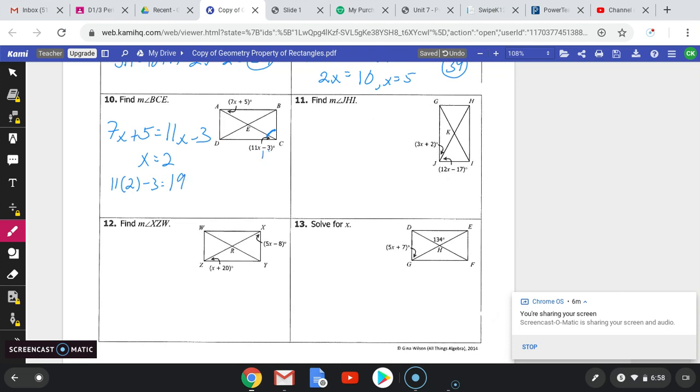Well, if this is 19 degrees, oh boy, I wish I knew this entire angle measure. Oh, I do. That's the property of rectangles. Rectangles say the corners are 90 degrees. So I'm going to take 90 minus 19 to get that other angle measure, which is going to be 71 degrees.